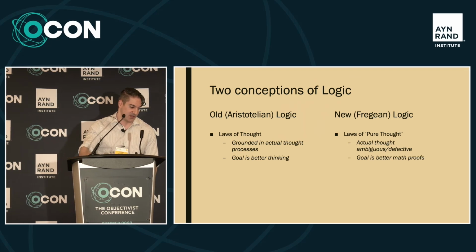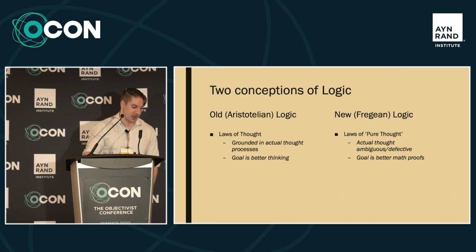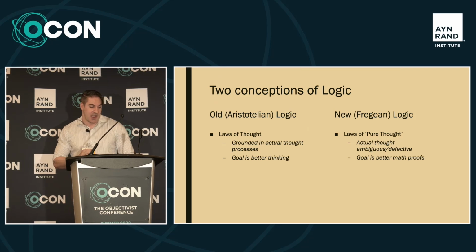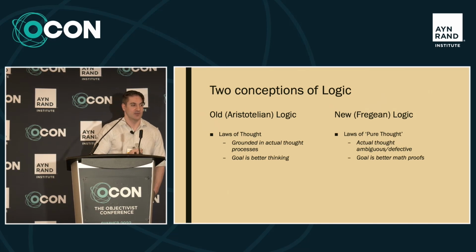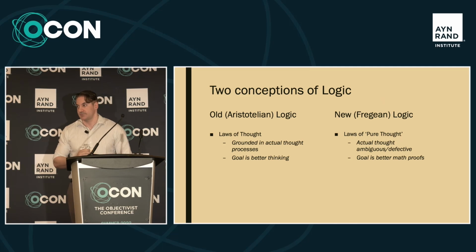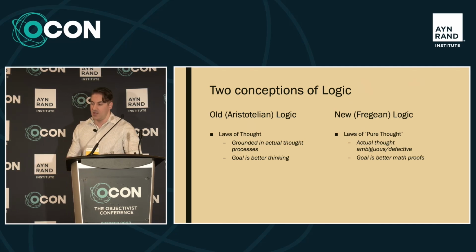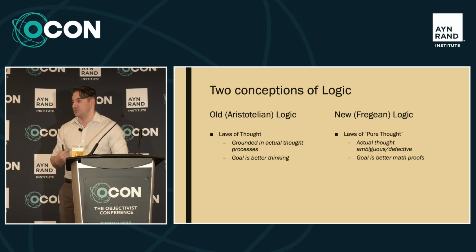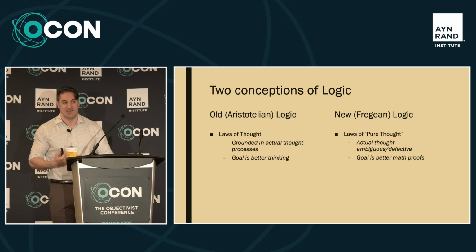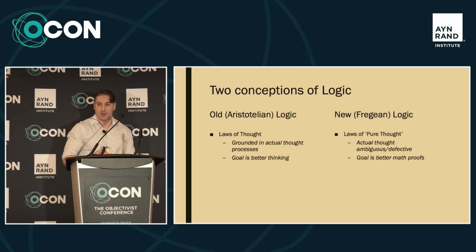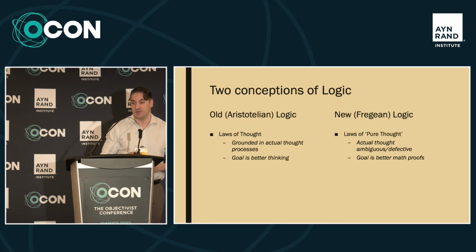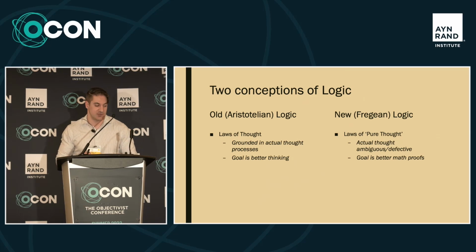The new project thinks of natural thought, natural language, natural reasoning as ambiguous, defective, vague. And the new logic is offered as a way to remedy this. In particular, it's concerned with modeling the reasoning that goes into math proofs, basically. I'll talk about this a little more in a minute, but there's a divergence here of goals between the two approaches.